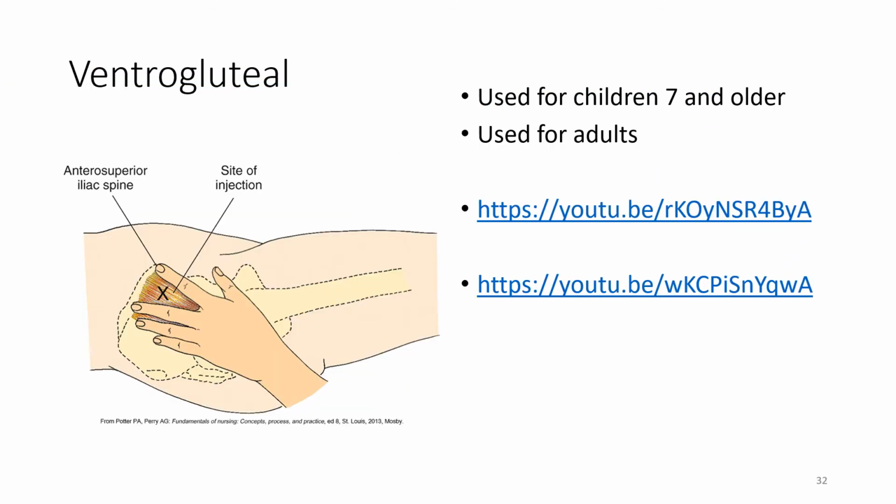See, the ventrogluteal site, we talked about this a couple slides ago. It's used for children 7 and older if you choose to use that. You saw how small the area is on an infant if you're trying to find those landmarks. So typically used for adults.